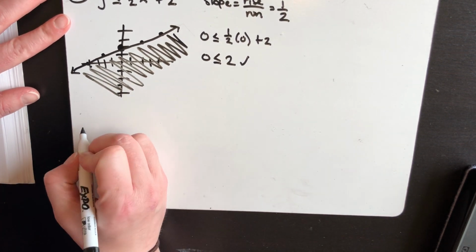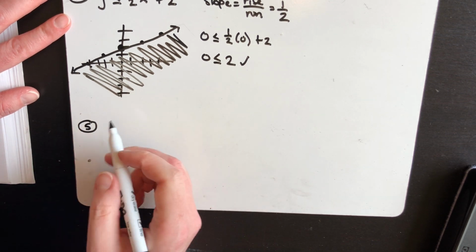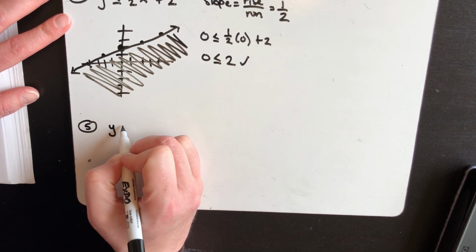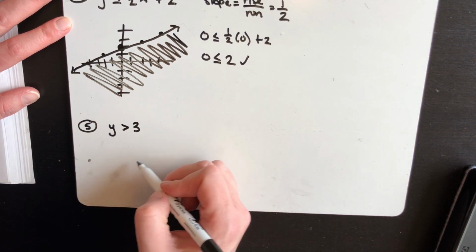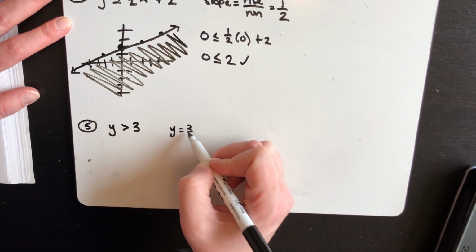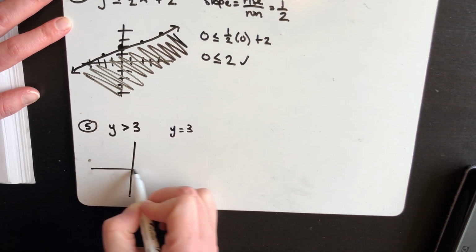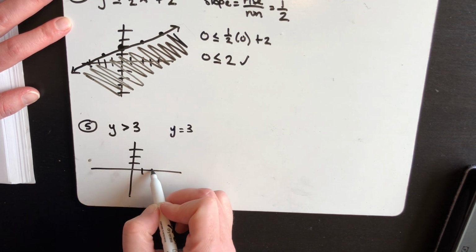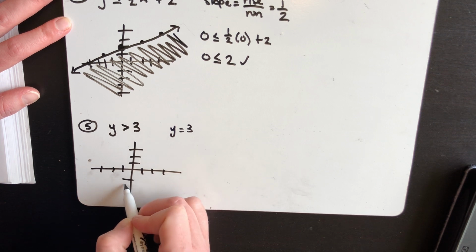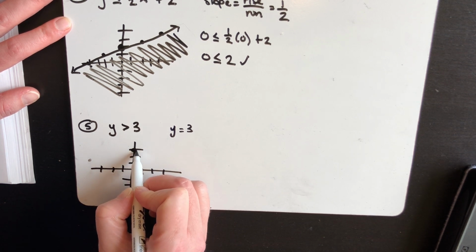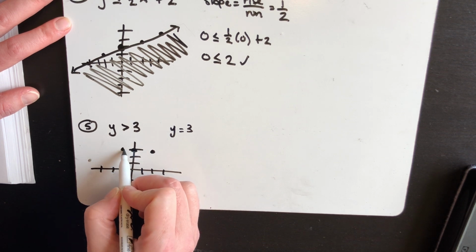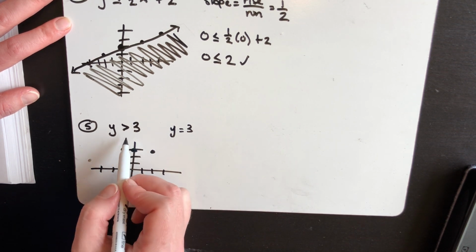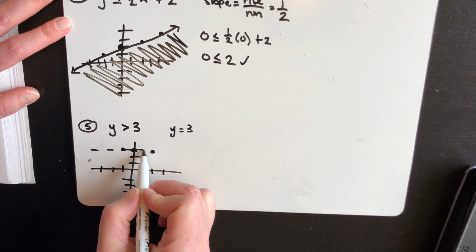All right, what if I had an equation that said y is greater than 3? Okay, think about how I would graph y equals 3. This means that no matter what x is, y is always going to be 3, right? So if x is 0, y would be 3. If x was 2, y would be 3. If x was negative 1, y would be 3. It's going to be a dashed line because it's just greater than.